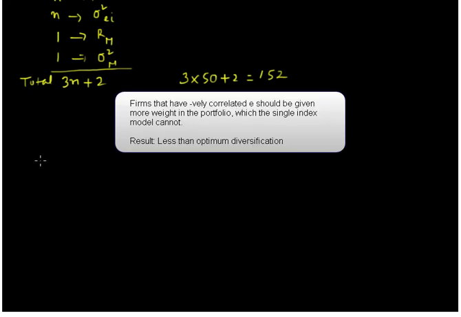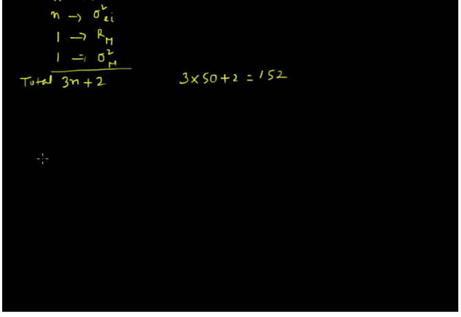Likewise, if the residuals were negatively correlated, we should have higher portfolio weights for them. But the single index model won't make such an allowance. What does that mean? It means that we are sacrificing some diversification benefits, and we are going to have a below par diversification and therefore a suboptimal portfolio.